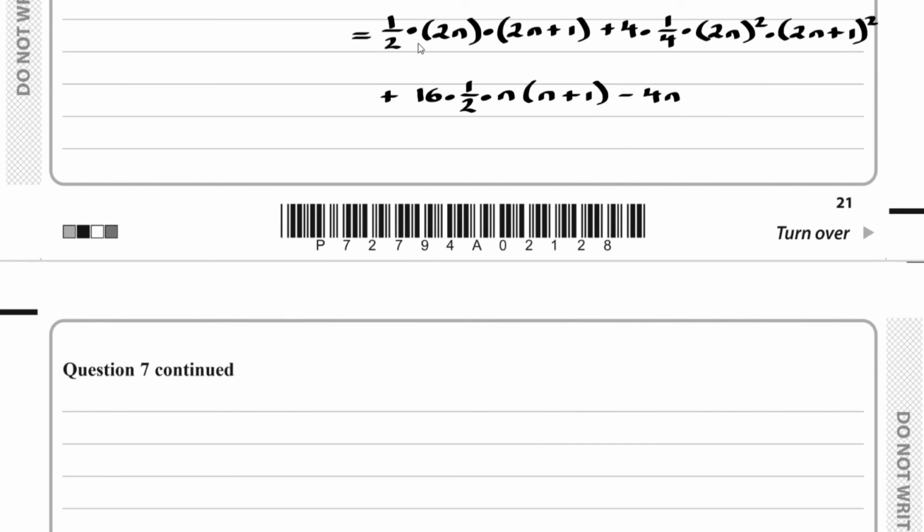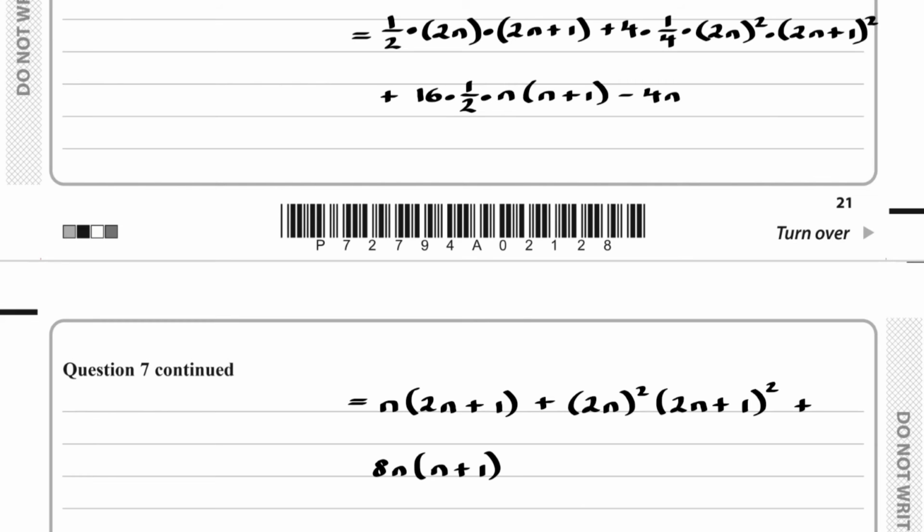So let's attempt to simplify this. I've got 1/2 times by 2n, which is just 1n, and then I'm multiplying that by 2n plus 1. And then I've got 4 times by 1/4, which is just 1. So I'm going to be left with 2n all squared multiplied by 2n plus 1 all squared. And then here I've got 16 times by 1/2, which is 8. So I add on 8n multiplied by n plus 1, and then I subtract the 4n.